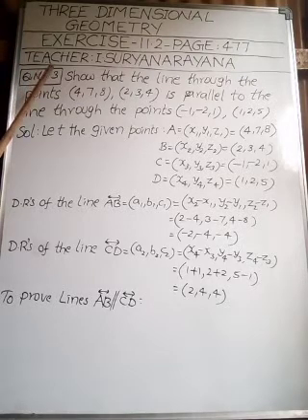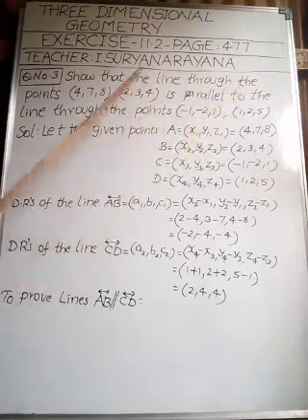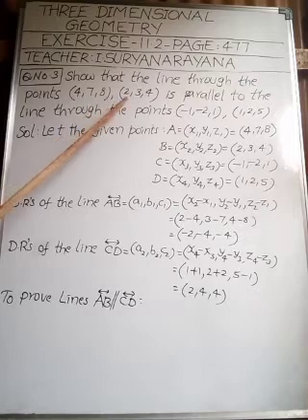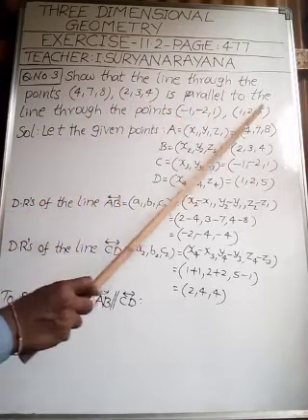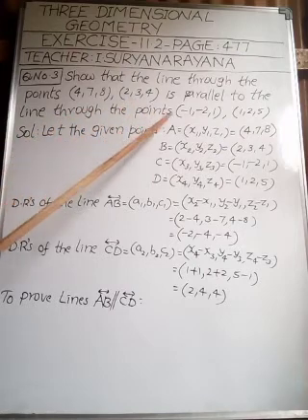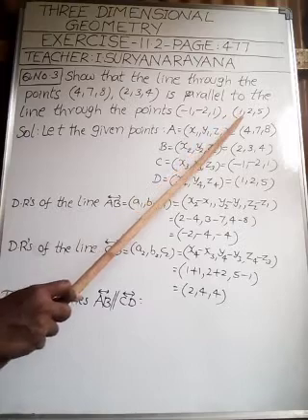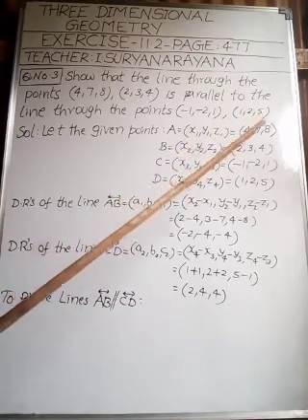Third question in the exercise. Show that the line passing through the points ordered triplet 4, 7, 8, ordered triplet 2, 3, 4 is parallel to the line through the points ordered triplet -1, -2, 1, ordered triplet 1, 2, 5. Understood this question, my children?